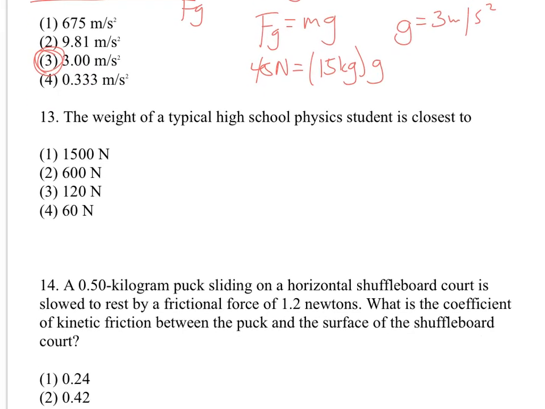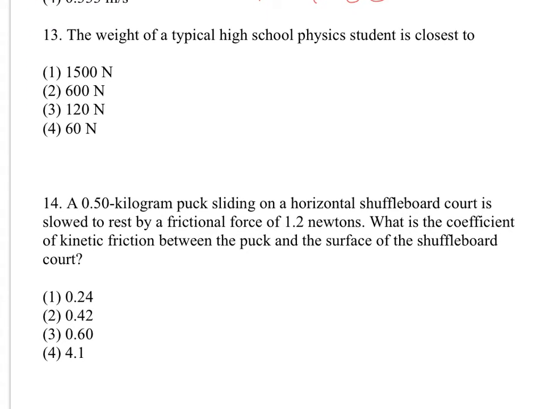Alright. Number 13. The weight of a typical high school physics student is closest to... Well, how the heck do we know what the weight of a typical high school physics student is? So, first things first. Most of us know our units in terms of pounds. But in physics, we use kilograms. So here's an approximate conversion. So 1 kilogram is approximately... Well, that's ugly. Let me erase that.